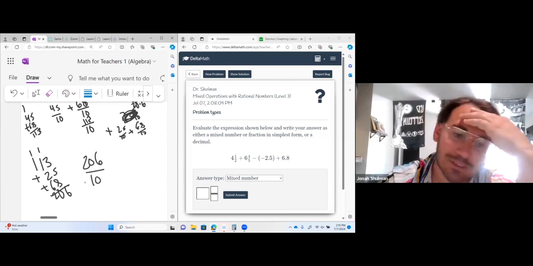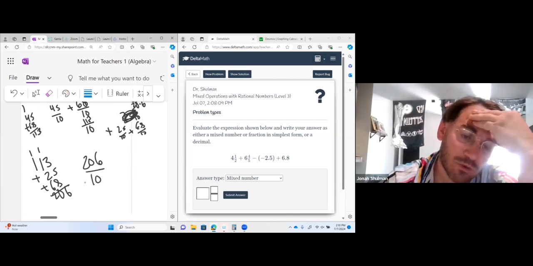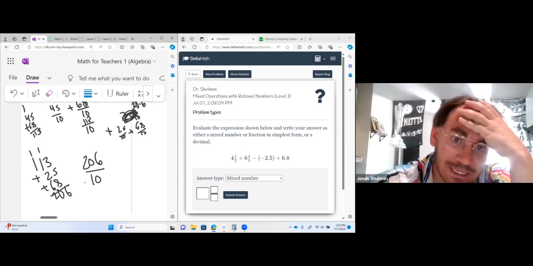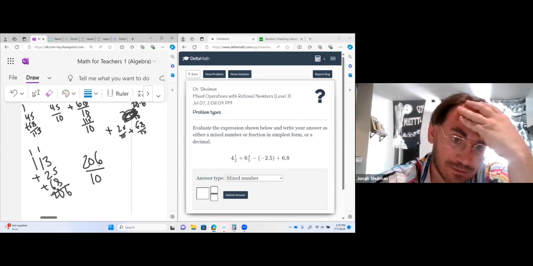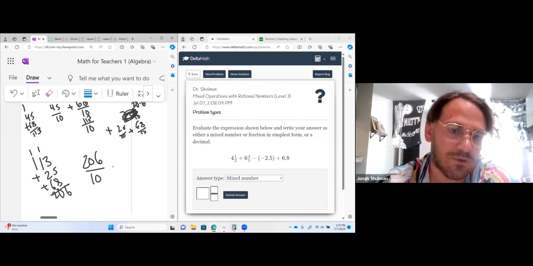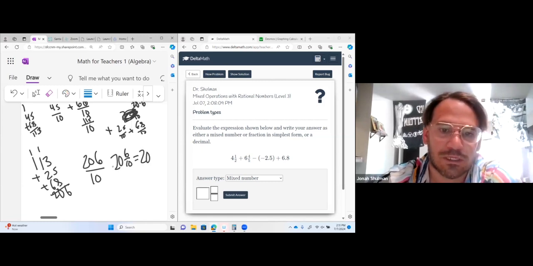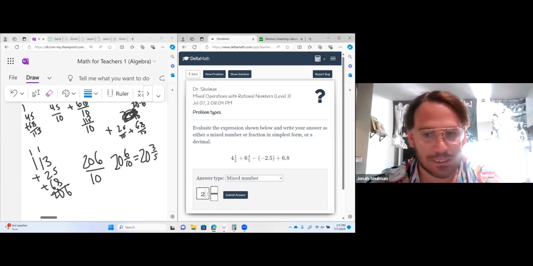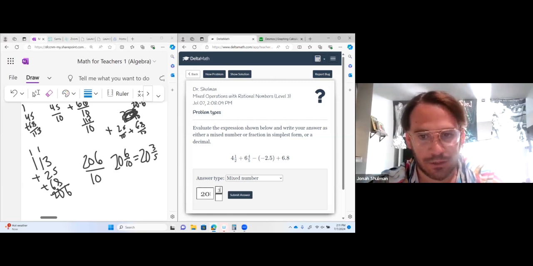Either way, we have the same exact answer. What are we going to be left with? Twenty and 6 tenths. We divide it, 20 and 6 tenths, or 20 3/5. That's as crazy as it gets. 20 3/5.